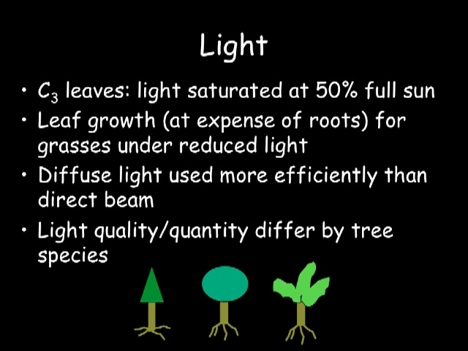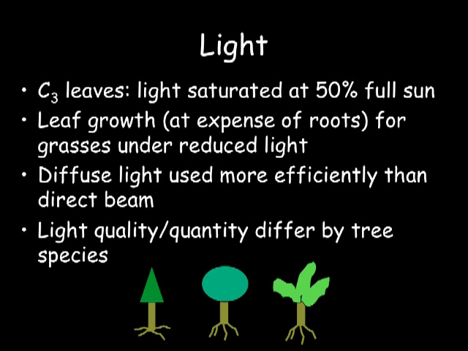Another thing that happens when plants are shaded, C3 plants especially, well, not especially, but all plants will have greater leaf growth at the expense of roots. So sometimes what happens is that when the plant is shaded, it partitions more to above ground growth, and we actually can see increases in productivity. Third point, diffuse light is used more efficiently than direct beam.